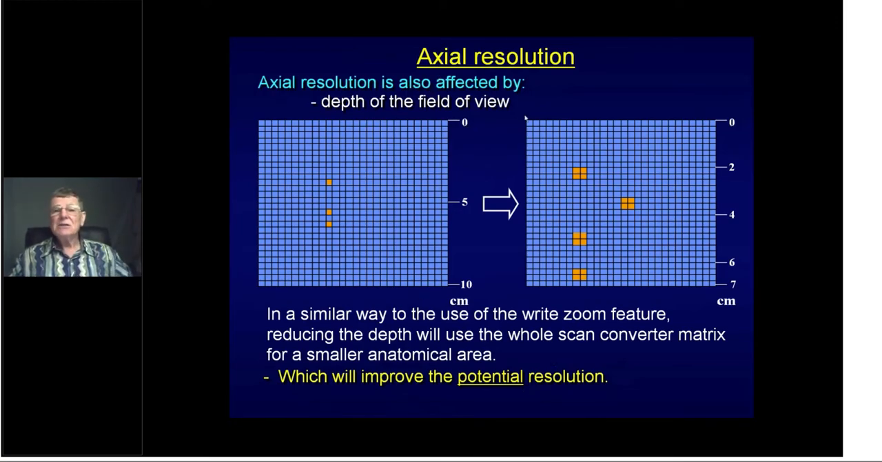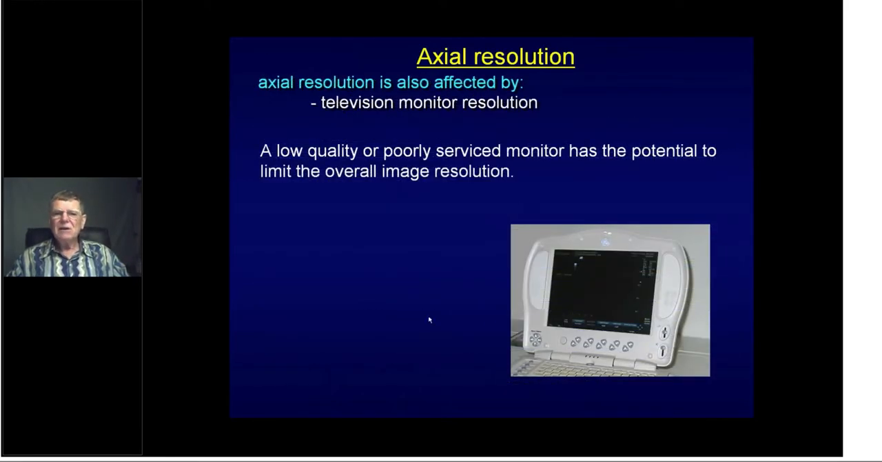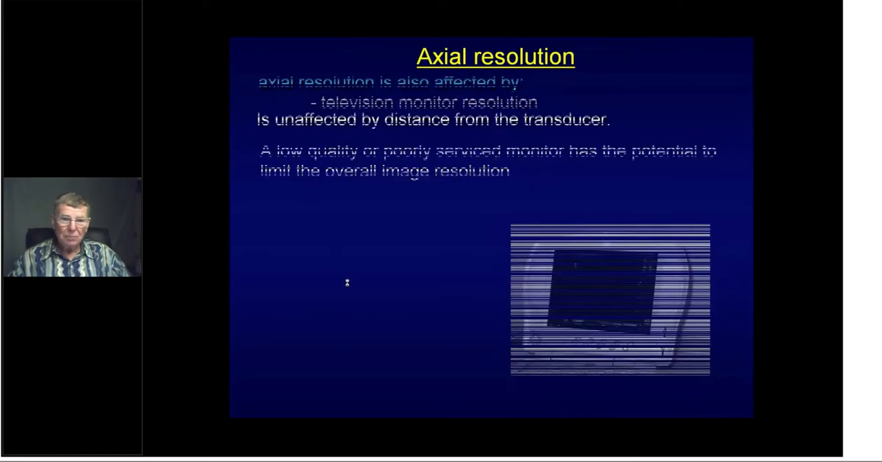But someone might ask you, what are all the different things you can do to improve your resolution or your spatial resolution? Well, reduce your field of view. Use your write zoom feature. Okay. And finally, of course, the television monitor might have the potential to degrade it. You might be using a fairly low-cost portable ultrasound machine, and some of the monitors on those might be somewhat less than your nice fancy, large display digital monitors on your bigger machines. So yes, if they've got a poor resolution, that's going to restrict you.